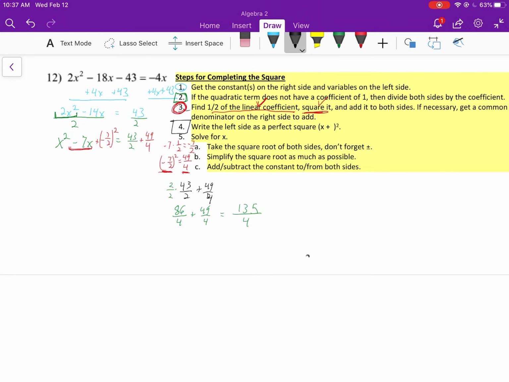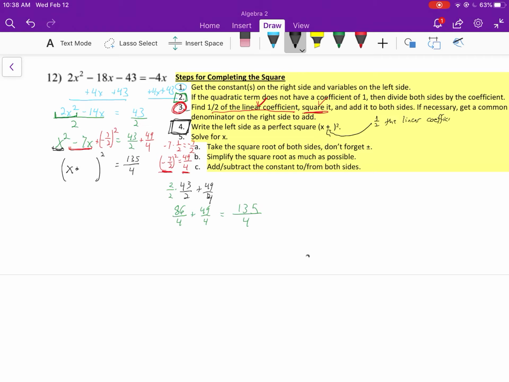Over on the right here, we added those together. We have 135 fourths. Now on the left, we'll take a look at step 4. Write the left side as a perfect square, x plus blank squared. And what we do here, and we've talked through why this works, so we can just do it as a part of our process. It's going to be x plus, and then I wanted to write this in now. This is half the linear coefficient.